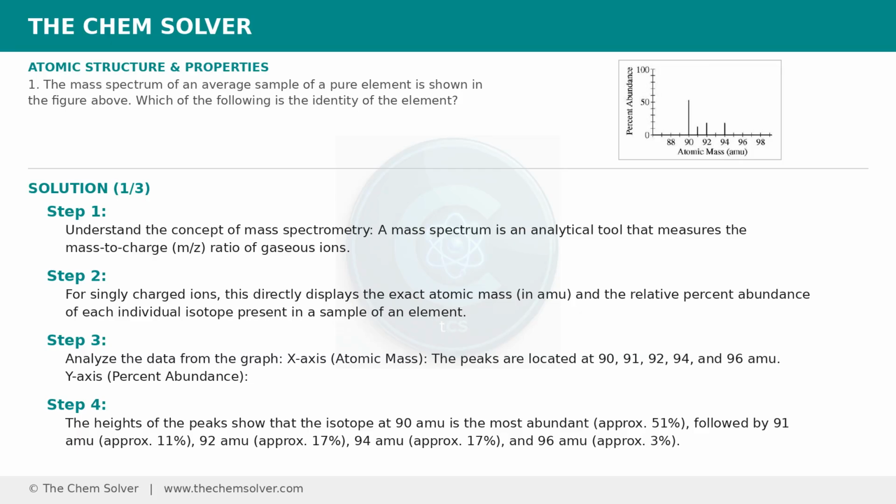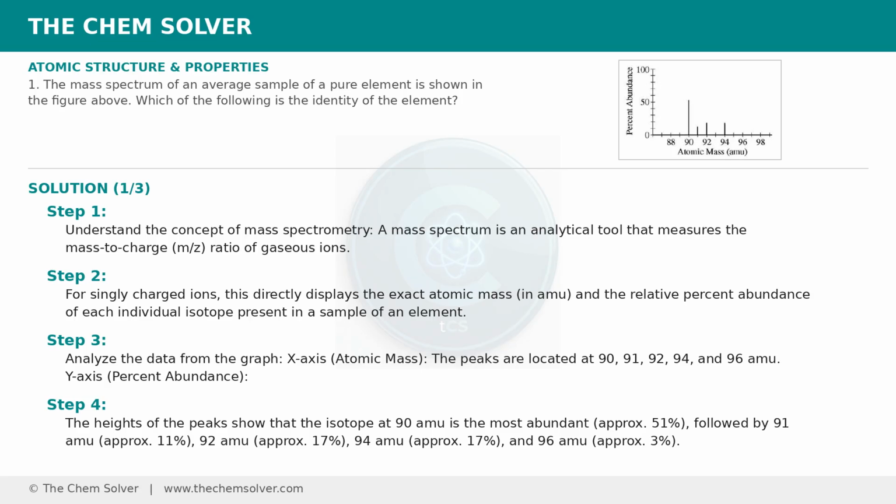Understand the concept of mass spectrometry. A mass spectrum is an analytical tool that measures the mass-to-charge (m/z) ratio of gaseous ions. For singly charged ions, this directly displays the exact atomic mass in AMU and the relative percent abundance of each individual isotope present in a sample of an element.